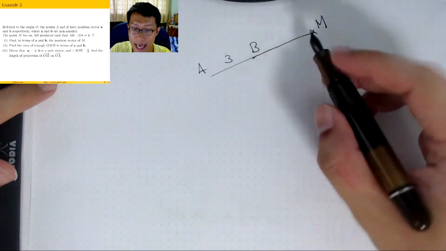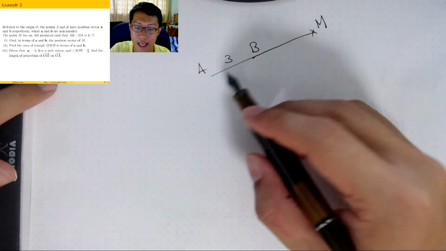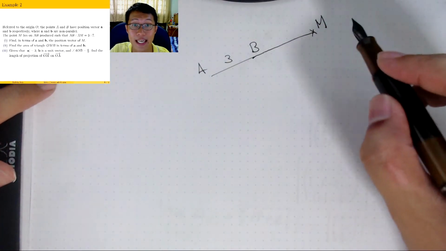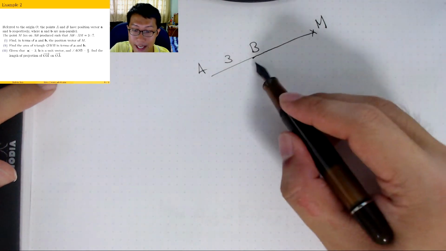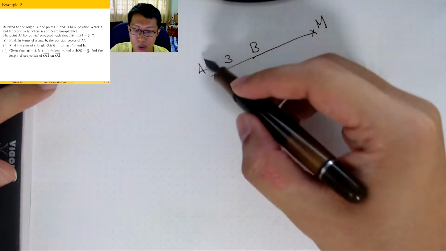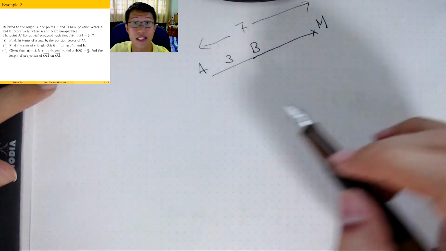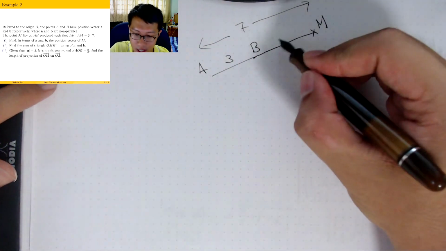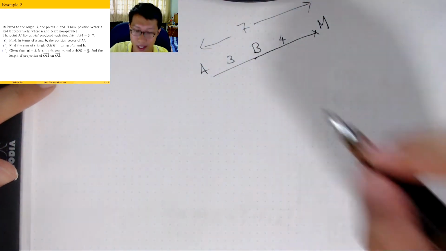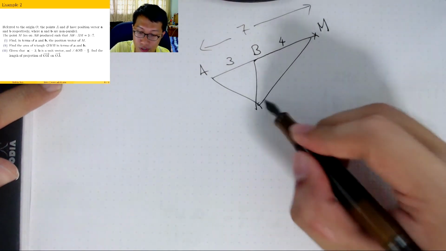So we are given that M is on AB produced, meaning AB is made longer. So M lies outside of it. The ratio of AB to AM is 3:7. So AB is 3 units long, AM is 7 units long. So BM is actually 4 as a ratio. Okay, so connect it to the origin to use the ratio theorem.